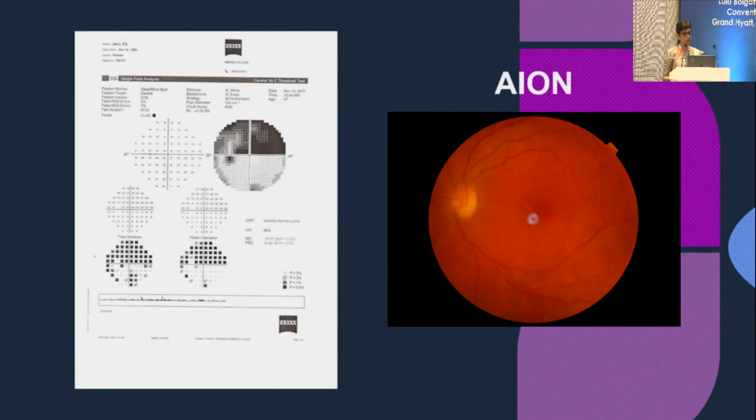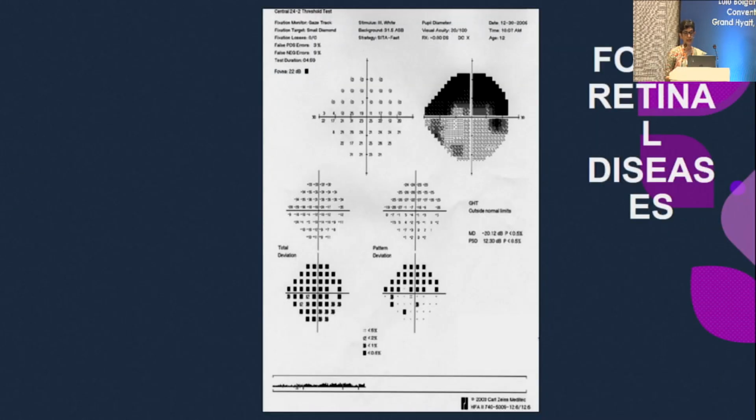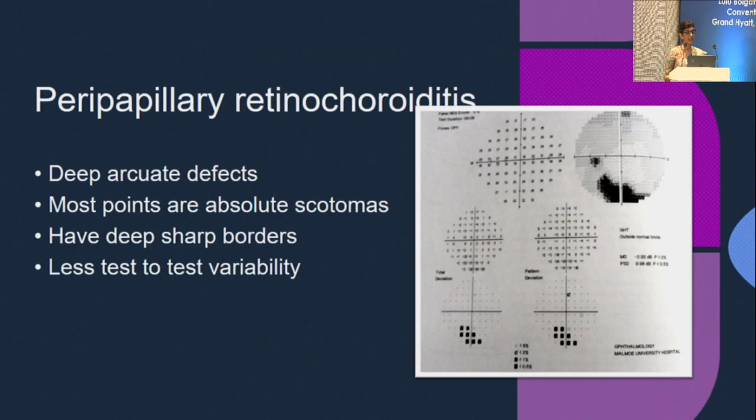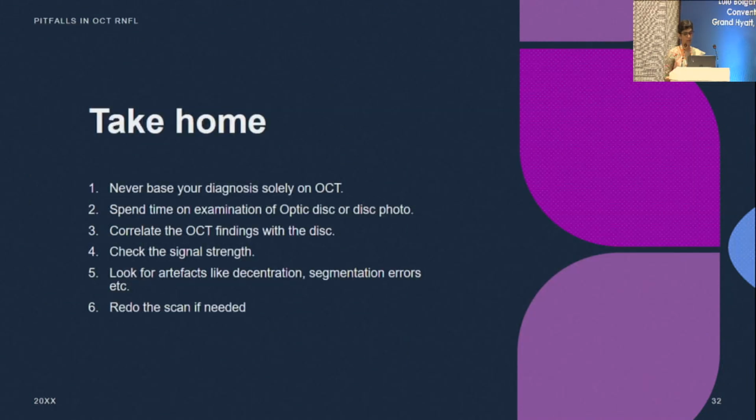Anterior ischemic optic neuropathy, that has also been described. It can lead to altitudinal defects, not necessarily respecting the x-axis. It can be above or below it. Focal retinal diseases can lead to such defects, and these are very easy to diagnose if you look at the fundus. So none of the visual field should be examined in isolation. Even peripapillary retinochoroiditis, where most of these cases would present with absolute scotomas and have sharp borders.